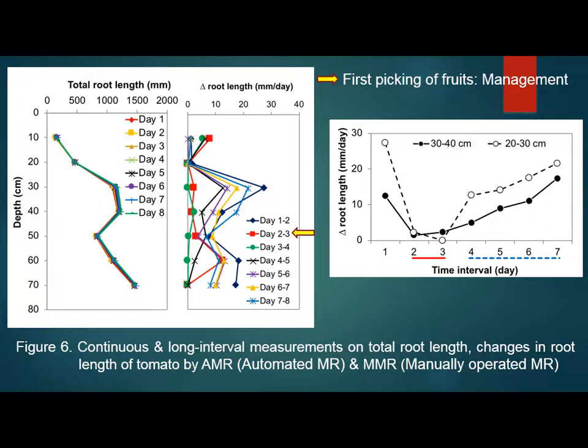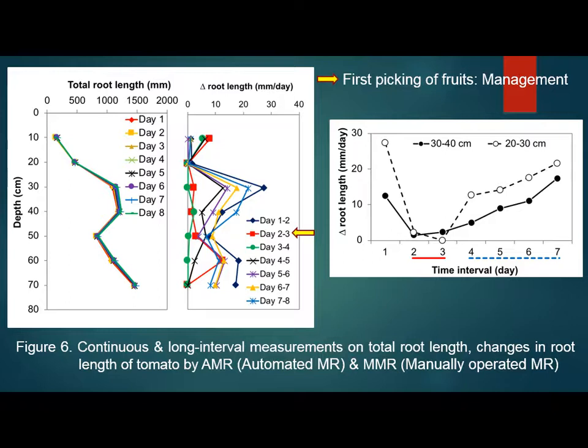Here we see the difference. The red and green lines are the day 2 and day 3 intervals. There is no change in root growth. Then we checked the management practices. Here the first picking of fruits was done. So this first fruit picking caused a little stress to the plant.